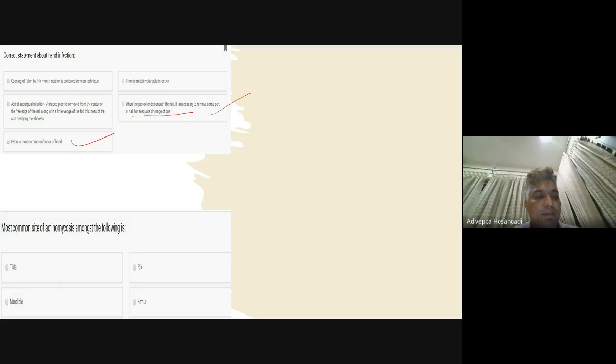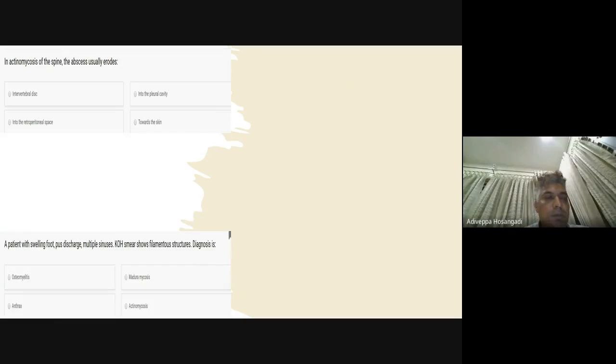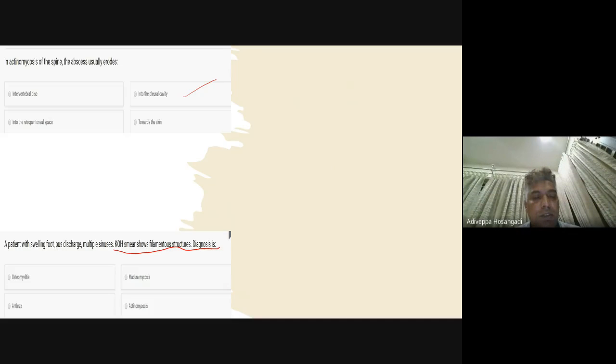Most common site of actinomycosis among the following. Can anybody tell me? It is always mandible. In actinomycosis of the spine, the abscess usually erodes into the pleural cavity. I have not prepared many diagrams for this. Anyway, a patient with swelling of foot, pus discharge, multiple sinuses, KOH smear shows filamentous structures.